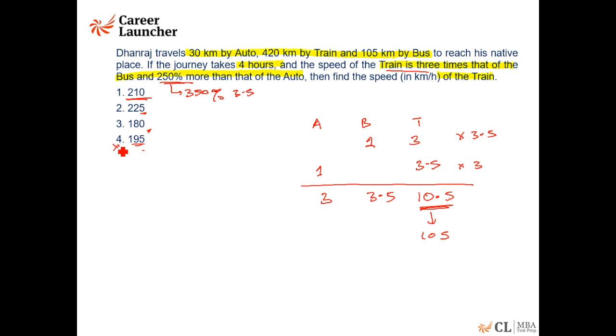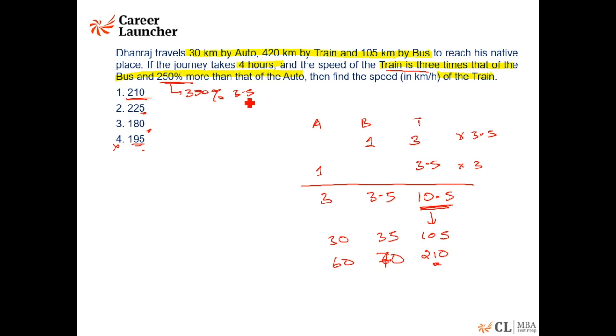So remember this basic principle that questions are created with simple numbers. Most probably 210 is the answer. If you have doubts, we will verify that. So if the speed of the train is 210, this 105 means 35 and 30. So speed of bus will be 70 kilometers per hour and speed of auto will be 60 kilometers per hour.